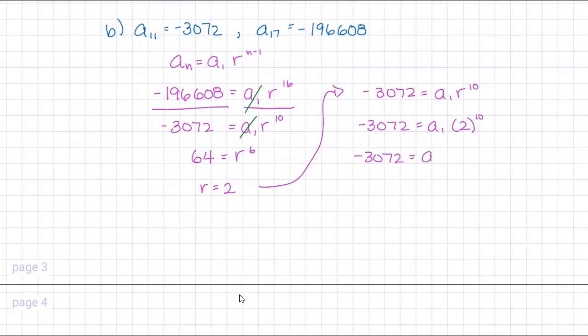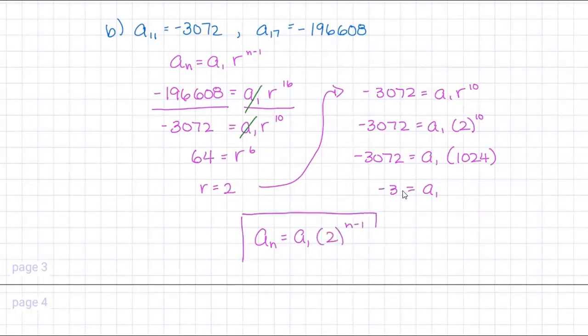You're going to get 1024. And when you do negative 3072 divided by 1024, you're going to get negative 3. And there we go. Now we know what r is, and we know what a sub 1 is. We're ready to plug into our formula. And we get this. And that's as simple as we can get. So there you go. Even when they get a little more complicated, it's still not too bad.